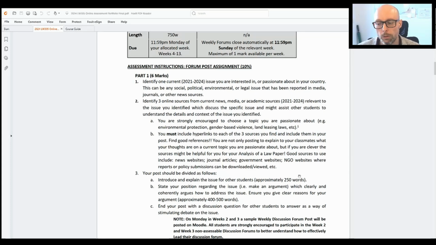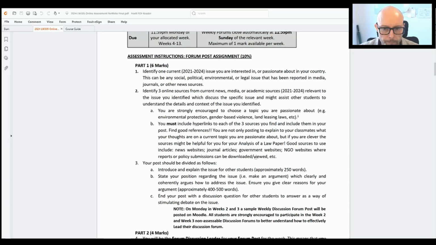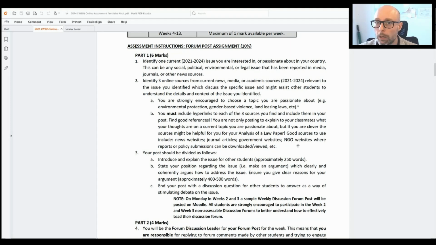You probably want to use those sources later on when you're writing one of your assignments, because your forum post can be on the same topic as your analysis of a law or your position paper. I encourage everybody to do that so that you're not doubling up your research and work so much throughout the semester. You have to include hyperlinks to those sources.